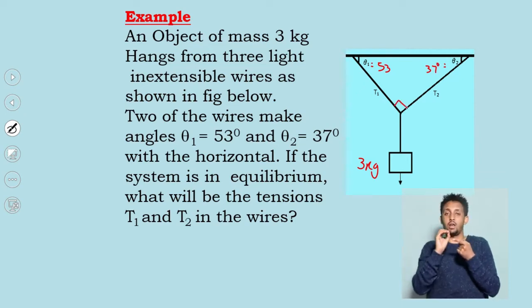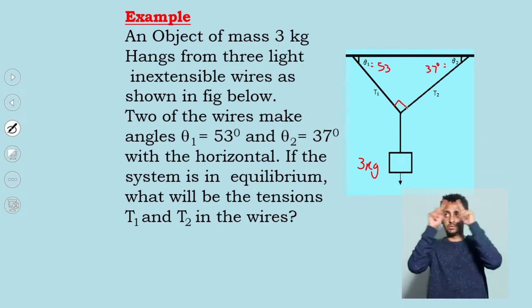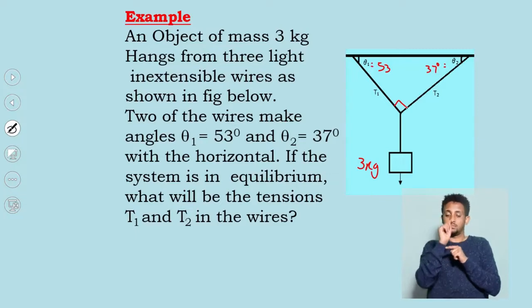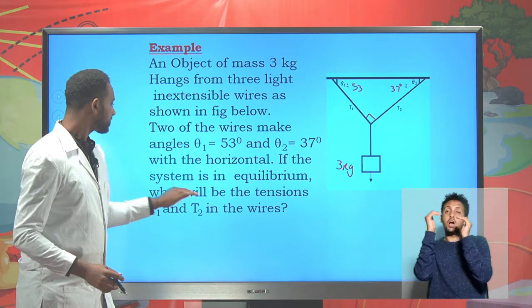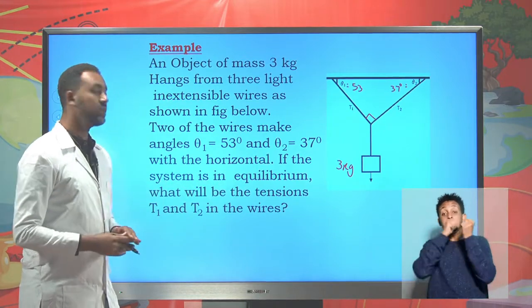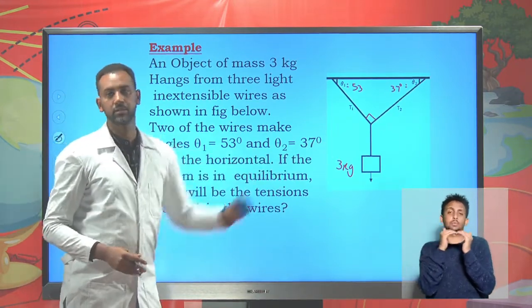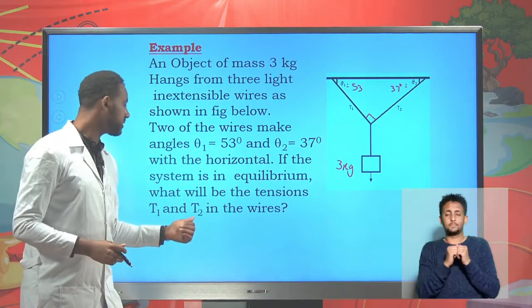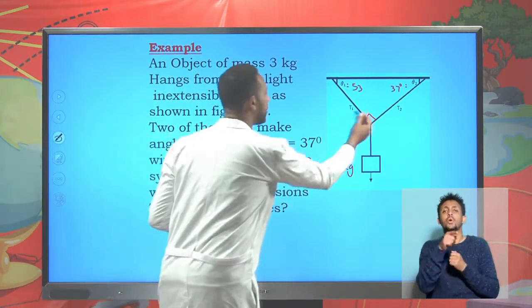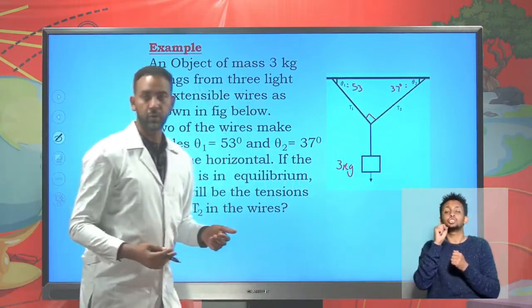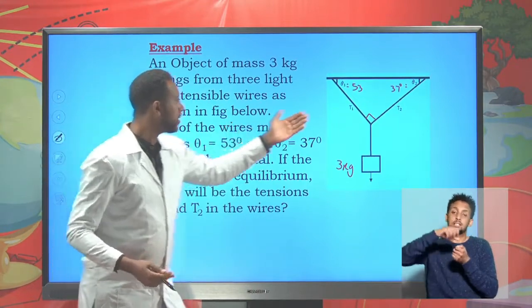Since it forms a triangle, when you add these two, this is 90 and this is 90 as well, 180 degrees. Then it says the system is in equilibrium. We are considering this system to be in equilibrium, and the question is, what are the tensions exerted on each of the strings, or cords?